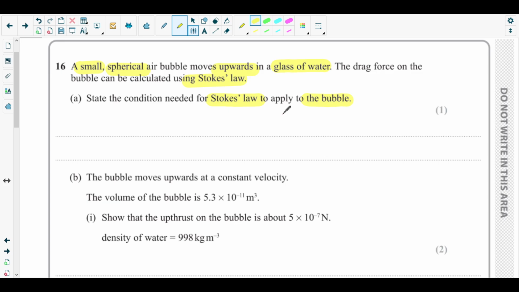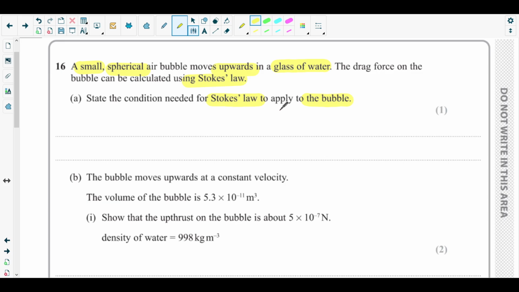There are a lot of conditions we know, right? For Stokes law, the object should be spherical, of small radius, and slowly moving. The flow of fluid around it should be laminar. Since the question has already said it is small and spherical, let's ignore these two. We will consider the rest: the flow of fluid around the bubble should be laminar.